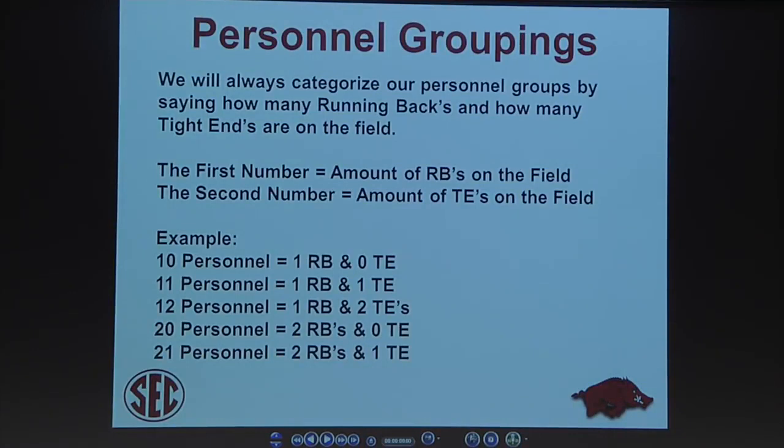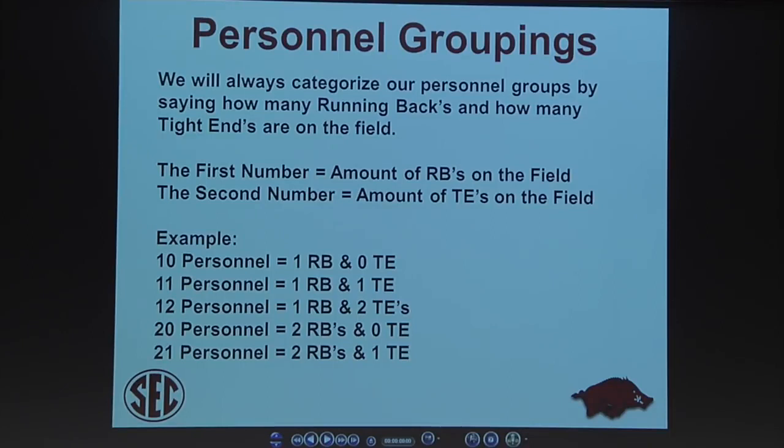Just personnel groupings, things that I got about 10 minutes here, but things that you want to hear, that we hear, and maybe you know, but you don't know exactly what it all meant. We'll always categorize our personnel groups by saying how many running backs and how many tight ends are on the field. Same way with defense. You see some of these guys on Saturdays and Friday nights and Sundays, they'll hold cards up. Defenses will hold cards up, and it'll say 12. It'll say 21. It'll say 10. It'll say 11. All they're doing is identifying what the personnel groupings are on the field.